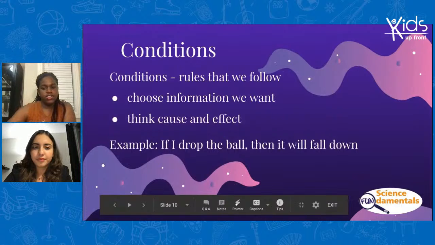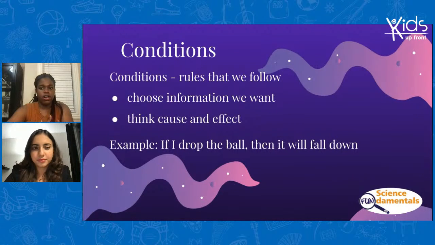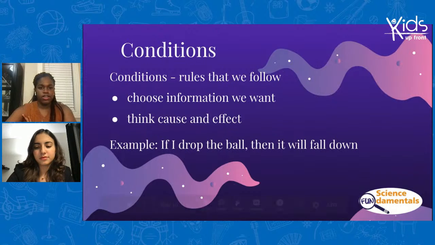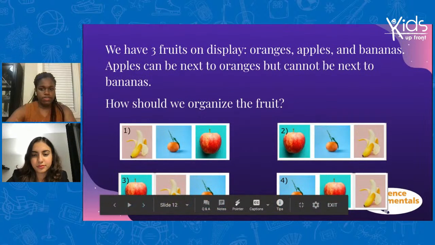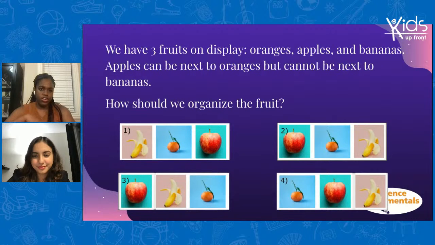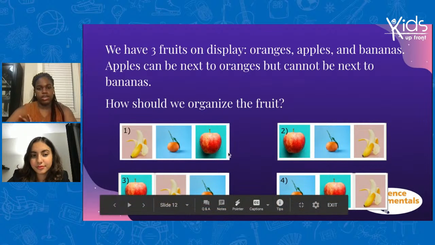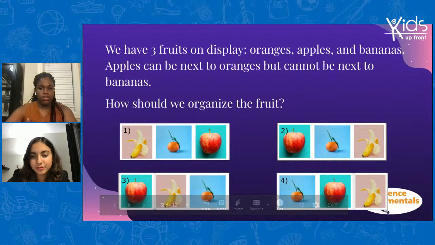Okay, and then there's condition statements. These are specifications that we put on code to limit unwanted information. We can specifically include or exclude something in order to gain the information that we need. So we check the condition and decide on the action or outcome depending on the condition. We're going to show this in our second activity. In this activity, we have 3 fruits on display: oranges, apples, and bananas. The condition is that apples can be next to oranges, but cannot be next to bananas. Based on this condition, which of the following arrangements do you think follows these conditions?